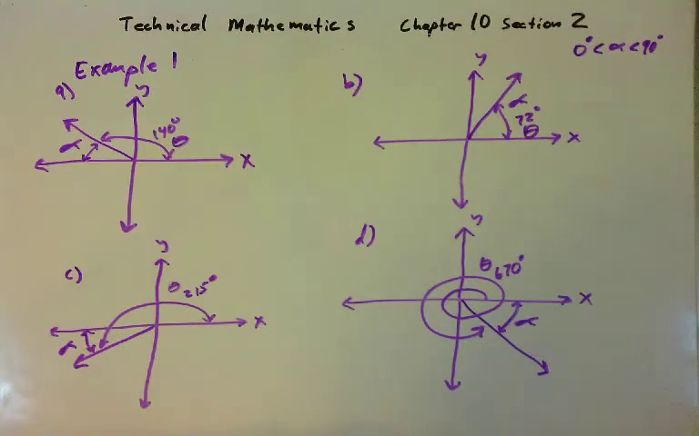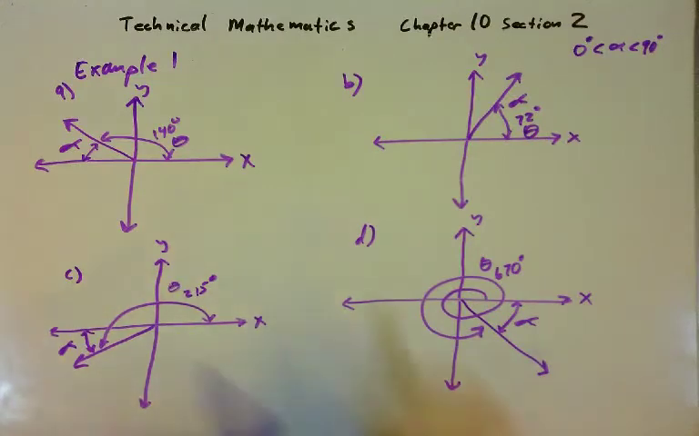Example 1 says find the reference angle alpha for each given angle theta in these four examples. Before we do that, the reference angle alpha of any non-quadrantal angle theta in standard position is the acute angle between the terminal side of theta and the x-axis. And angle alpha is always considered to be a positive angle less than 90 degrees.